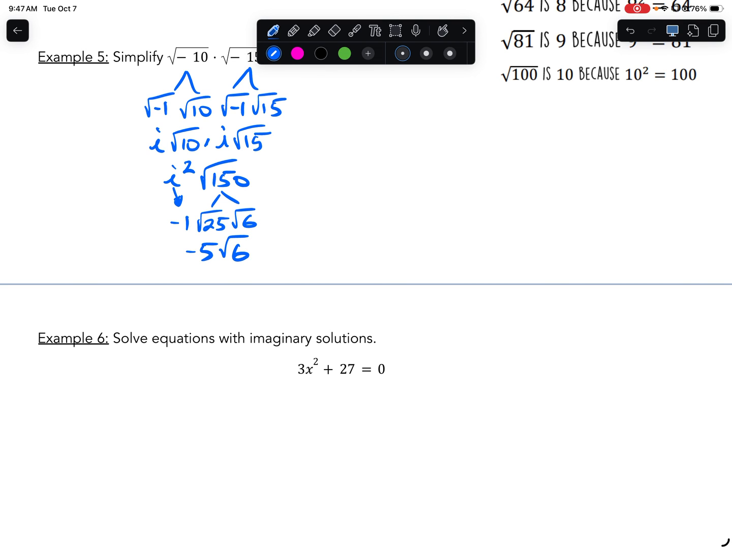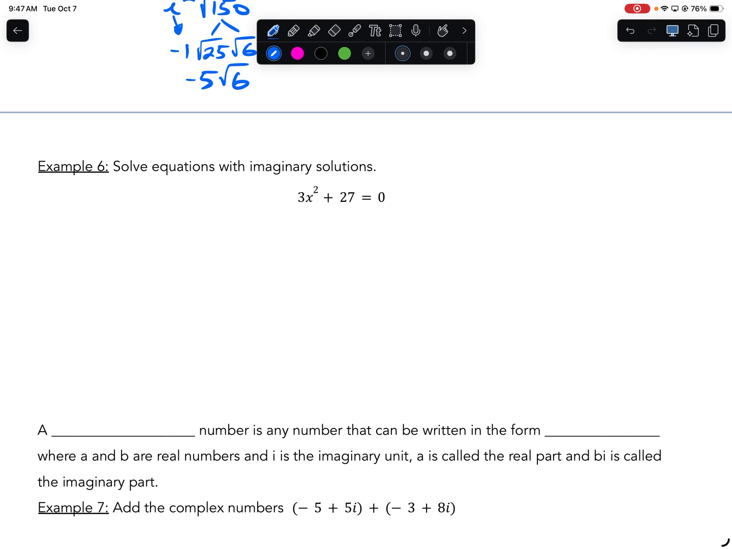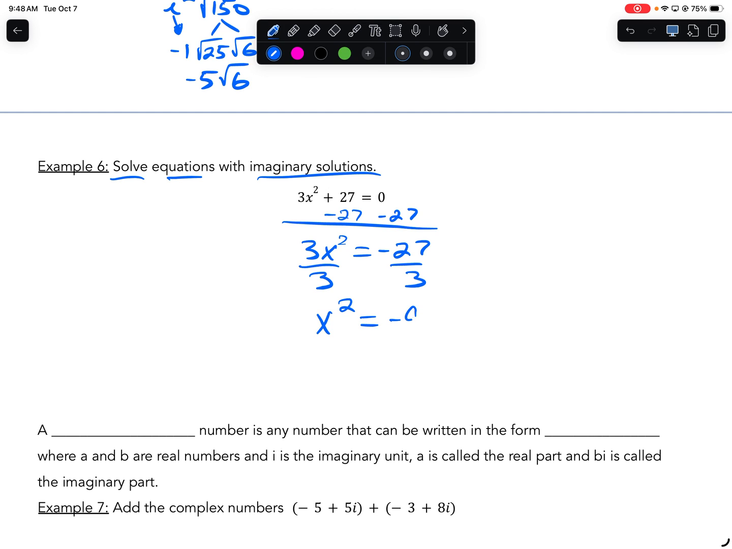All right, so now we're going to look at solving equations. We're going to solve for x, right? So we're solving equations with imaginary solutions. If I solve for x, first thing I have to do is get rid of the 27. So I subtract 27 from both sides. Then I get 3x squared equals negative 27. I'm trying to get the x by itself, so I have to get rid of this 3. I do that by dividing both sides by 3, and I get x squared equals negative 9.